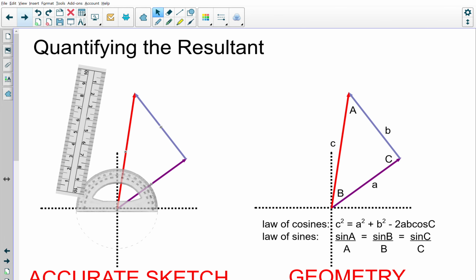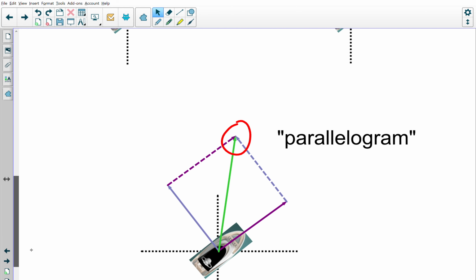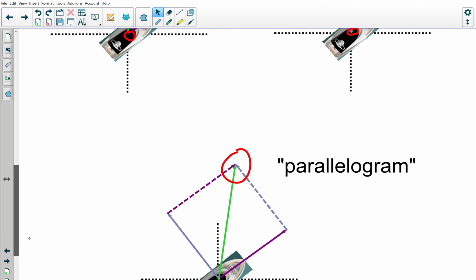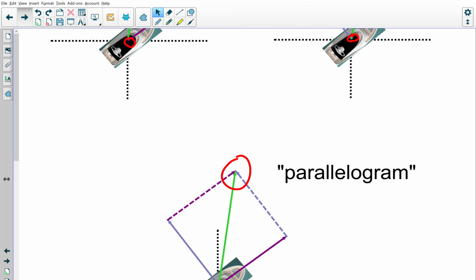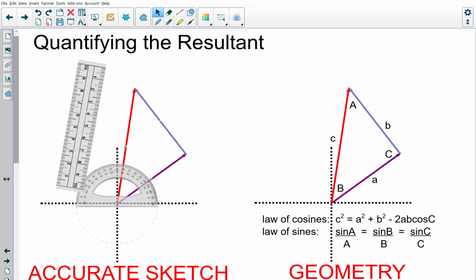Now, quantifying the resultant. So this is all well and good. You know, sketching these is nice. But what if we need to know exactly how far, or how long rather, and which way? So what if we need to know the exact final velocity or the exact acceleration? Well, we need to quantify that resultant. How do we do that?